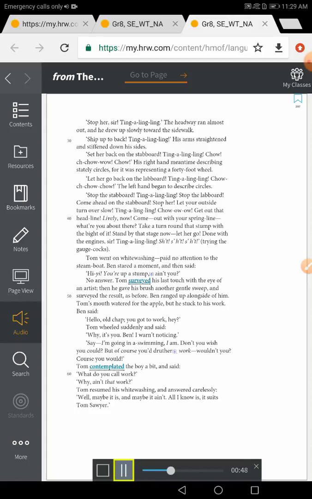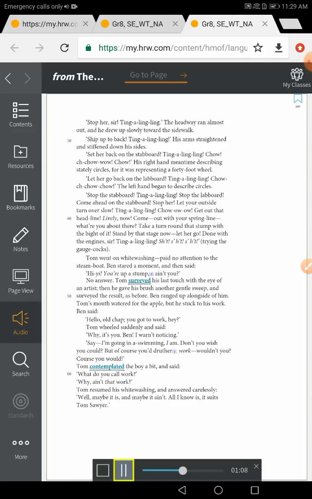Lively now! Come! Out with your spring line! What are you about there? Take a turn round that stump with the bite of it! Stand by that stage now! Let her go! Done with the engine, sir! Ting-a-ling-ling! Shh! Shh! Shh! Trying the gauge cocks.